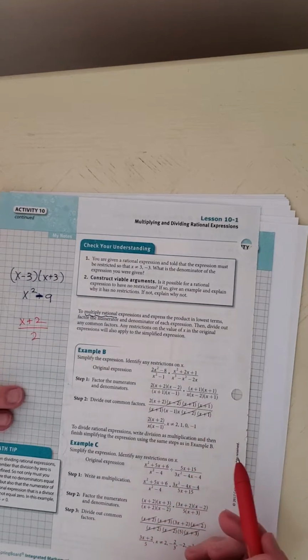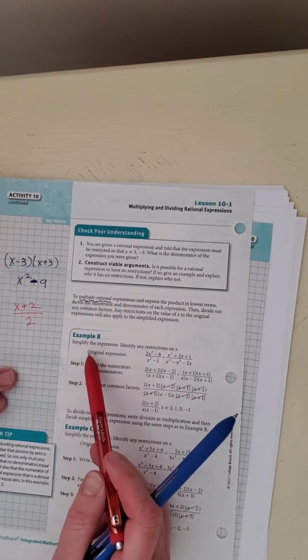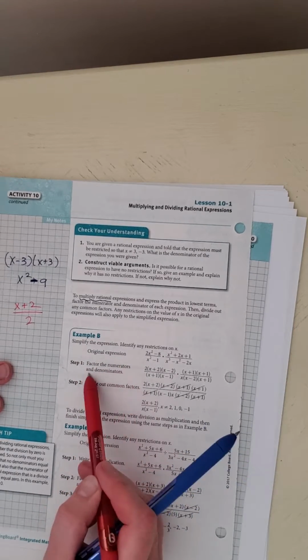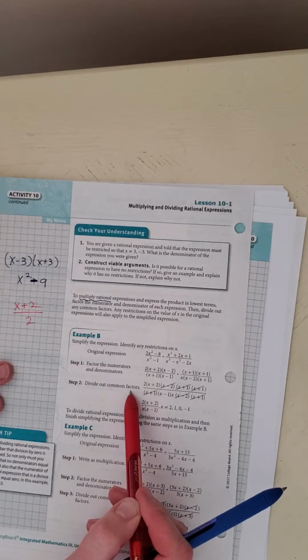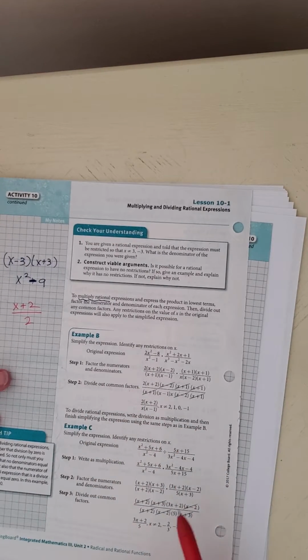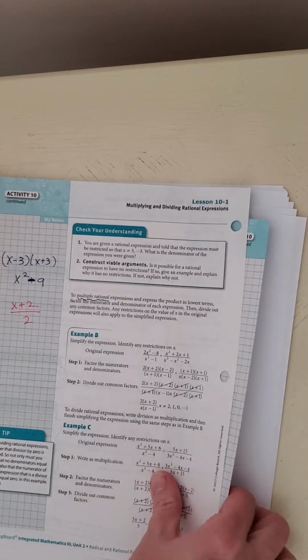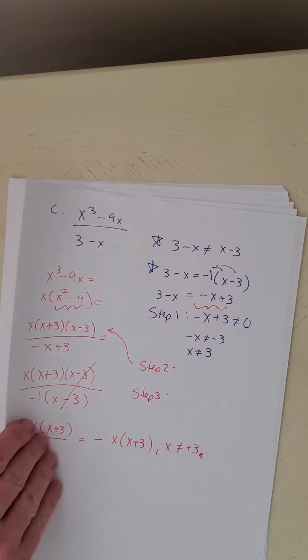Okay, so to multiply rational expressions, it says first factor the numerator and denominator and then divide out common factors, and then go ahead and do your multiplication, okay? And don't forget that you still have to check for restrictions on the denominator. So let's go ahead and do these examples off to the side.